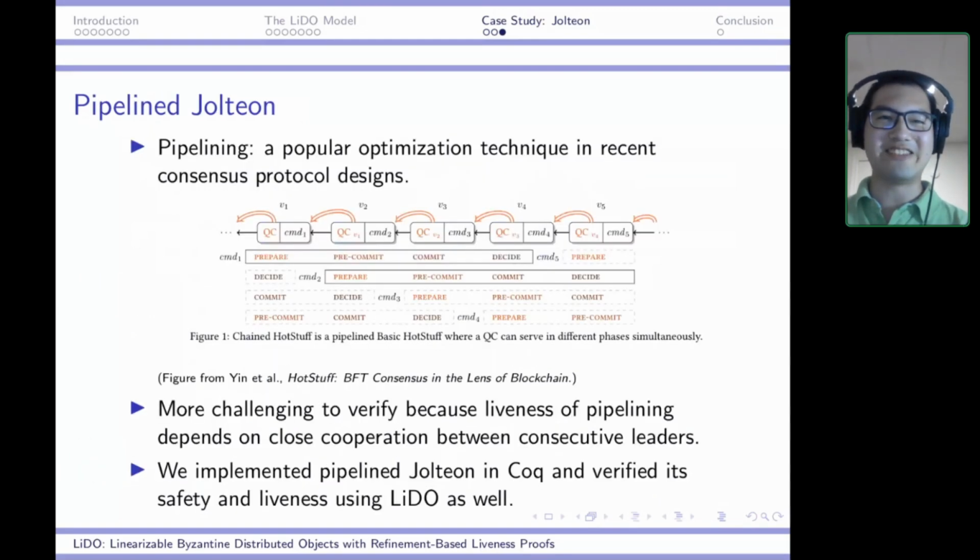We also mentioned that in recent protocol design literature, there is an important optimization called pipelining. It reduces the best case latency of these protocols, but it also decreases its worst case latency. It's slightly more difficult to verify because pipelining depends on cooperation between consecutive leaders. Nevertheless, our LiDO model applies to these protocols as well, and we obtained safety and liveness of pipelined Jolteon.